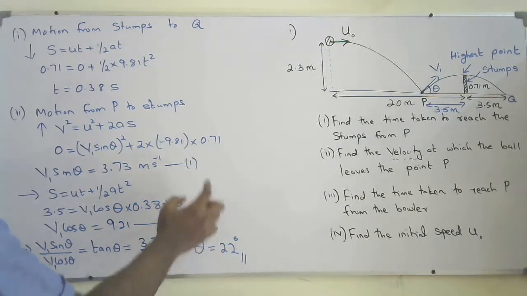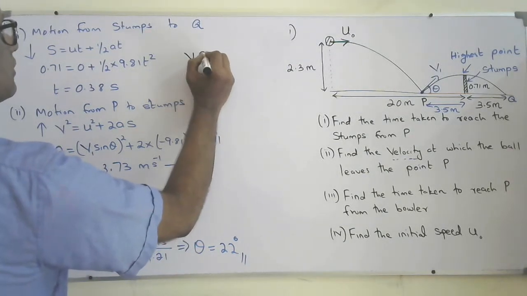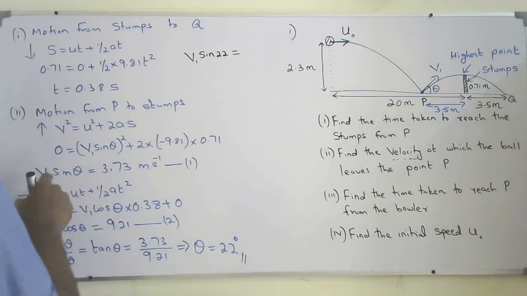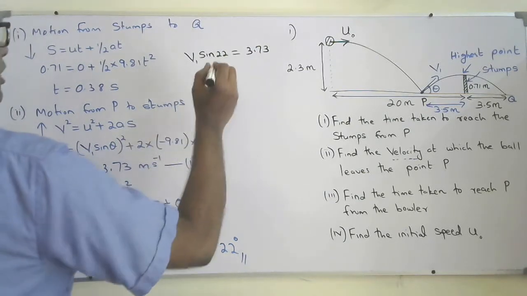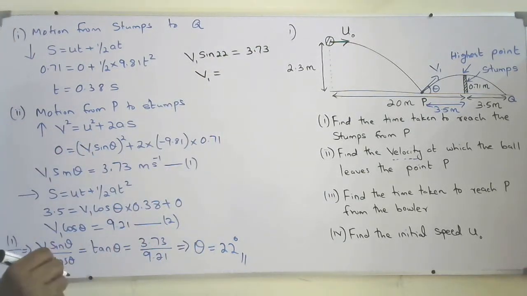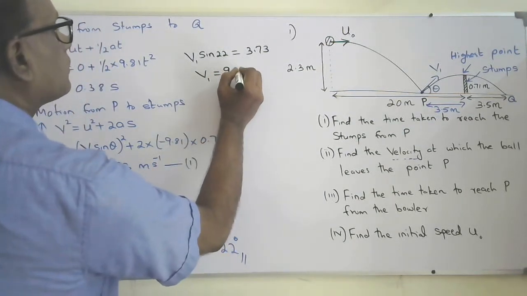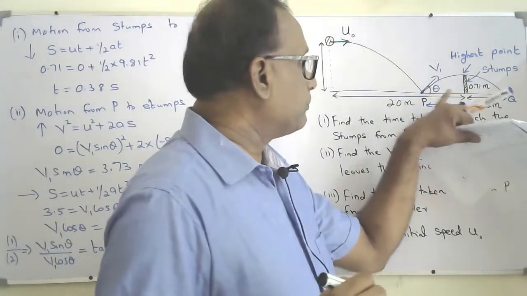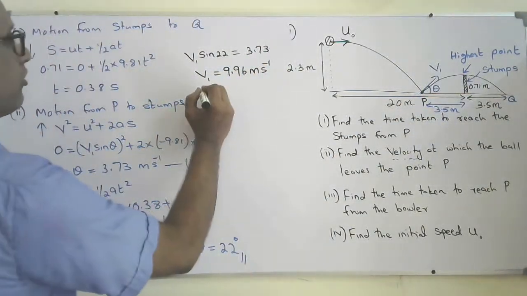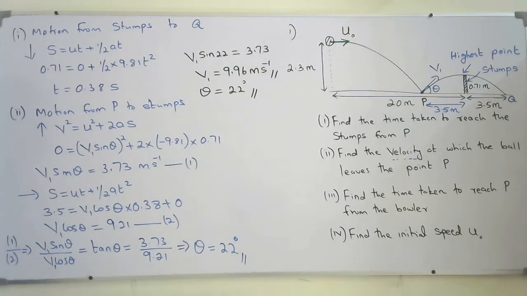Substitute this value of theta in one of these equations and we can get V1. If I substitute this in the first equation, V1 sine 22 will be equal to 3.73. From that, find V1. That will be equal to 9.96 meters per second. So the velocity at which it bounced back is 9.96 meters per second at an angle of 22 degrees to the horizontal. That's the answer for the second part.